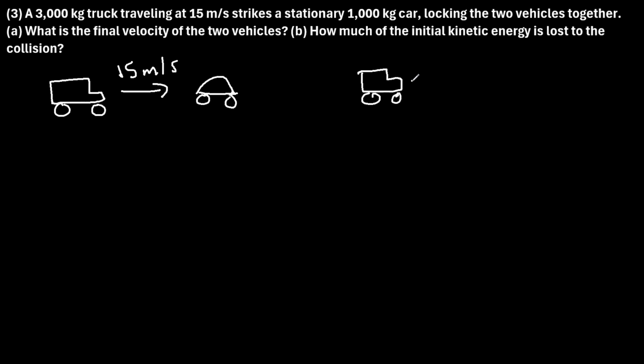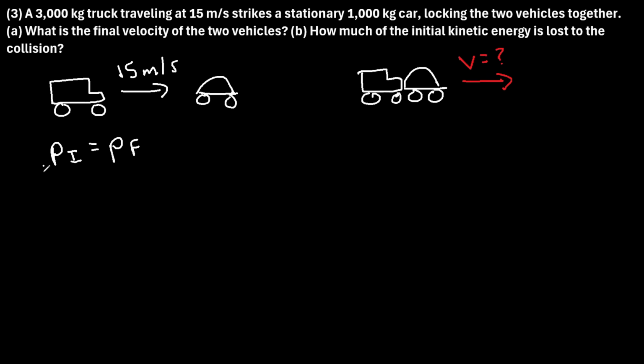So we'll say they are locked together, something like this. And we want to know, what is this final velocity going to be when these two are locked together? So once again, we have a collision, and we know in any collision, momentum is going to be conserved. So we know that the initial momentum must be equal to the final momentum after the collision.